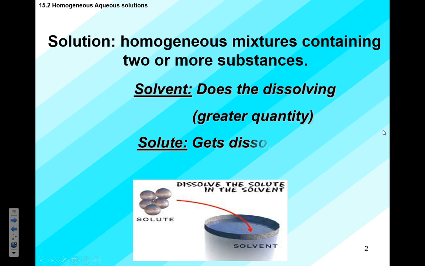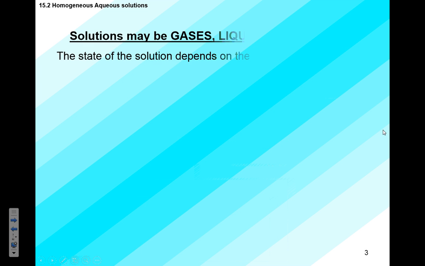And what gets dissolved, which you may remember from middle school, is called the solute. Well, that would then be the substance that's there in lesser quantity. So when we talk about solutes and solvents in chemistry, remember the solvent is always what's going to be there in greater quantity. The solute is what's going to be there in lesser quantity.